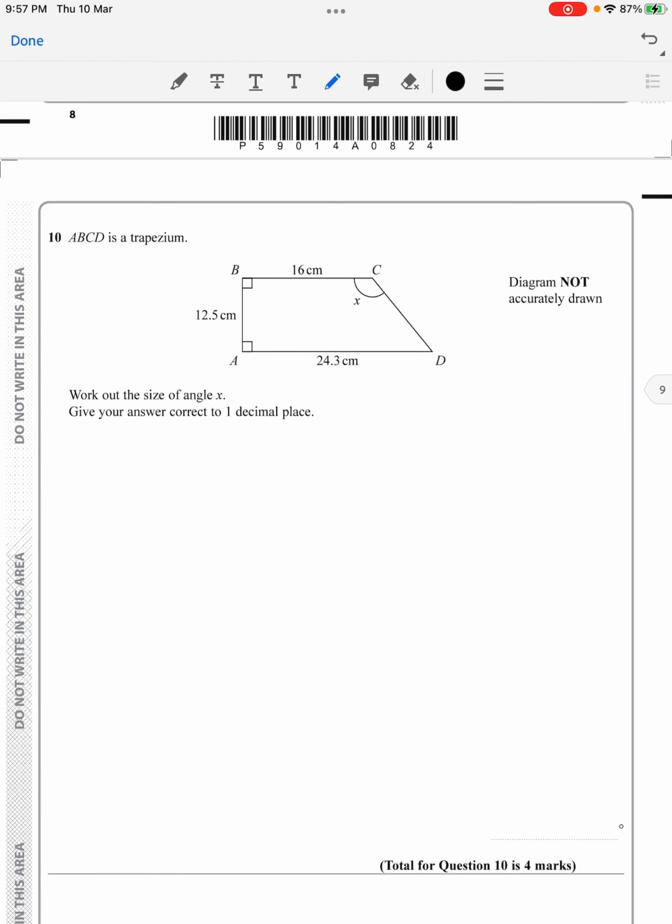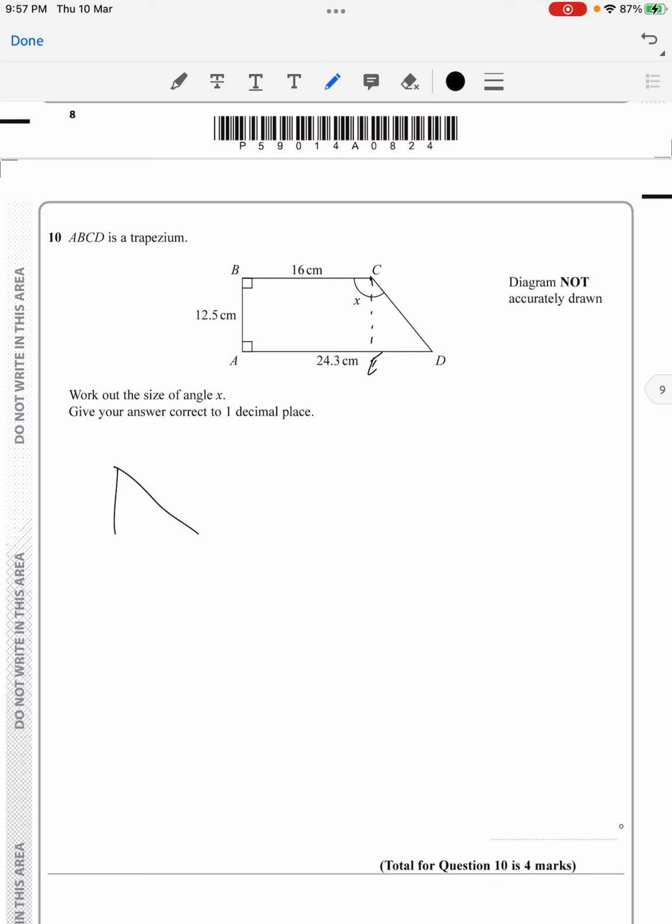Work out the size of angle x. This is a traditional question involving SOHCAHTOA. This is trigonometry, so whenever you see this question for 4 marks, remember it's a trigonometry question. If this is a trigonometry question, I would like you to split this, and we'll give a fake angle there as E.